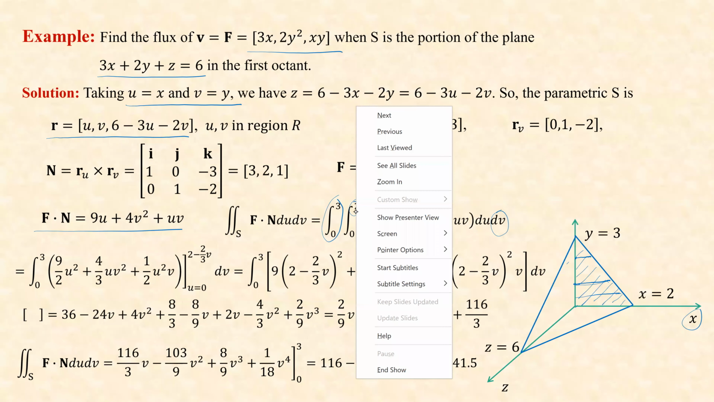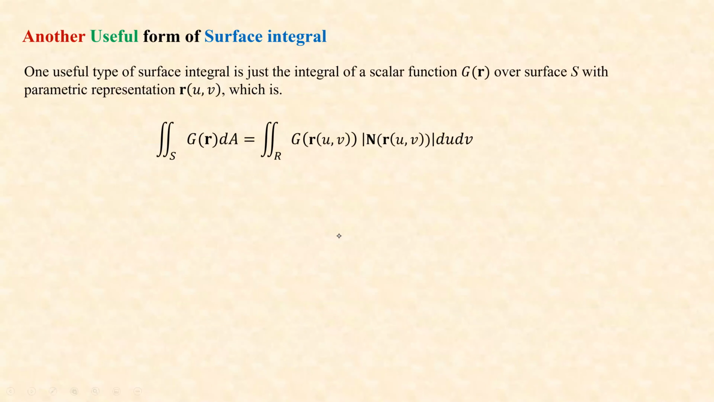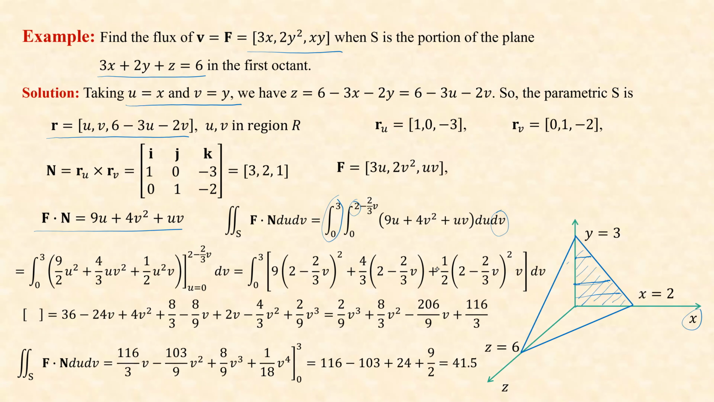All right, so this is why you have this limit of integral like that. So for u, u goes from 0 to this line, v goes from 0 to 3. All right? That's the only difficulty. Yes, please?